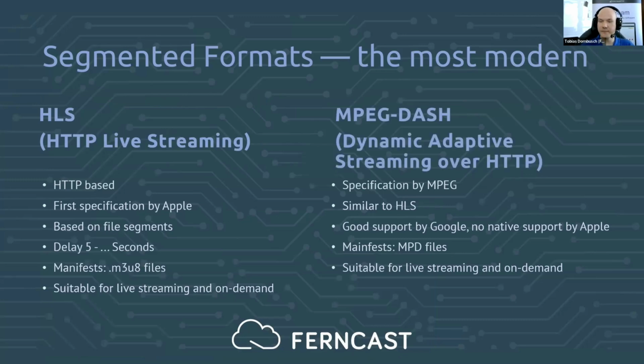And as I mentioned, there are mainly two types of segmented formats: HLS, which is HTTP Live Streaming, and MPEG-DASH, or simply Dash, which is Dynamic Adaptive Streaming over HTTP. As you can see on the left, HLS was first specified by Apple and is in fact still their household streaming format. As designed, it is suitable for both live streaming and on demand. It really doesn't matter much with segmented formats. If you see it in the wild, you can identify it by the M3U8 files being the manifests to start the stream.